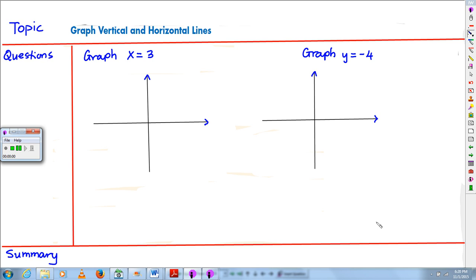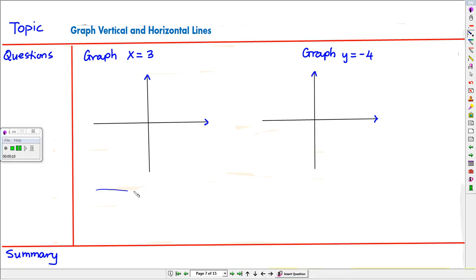In this video, we are going to graph vertical and horizontal lines. Let's graph the vertical line x equals 3. To graph this line, you can make a table: x, y. Your x value is always 3. It's just a constant. Your y value can be all real numbers on the y-axis.